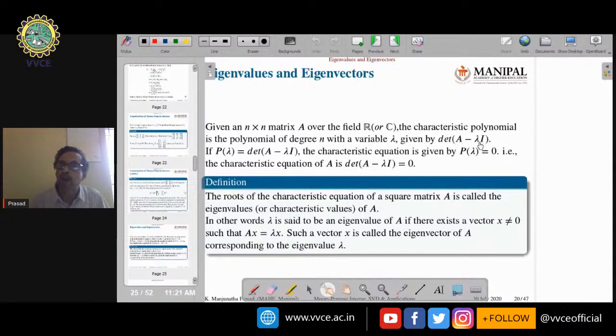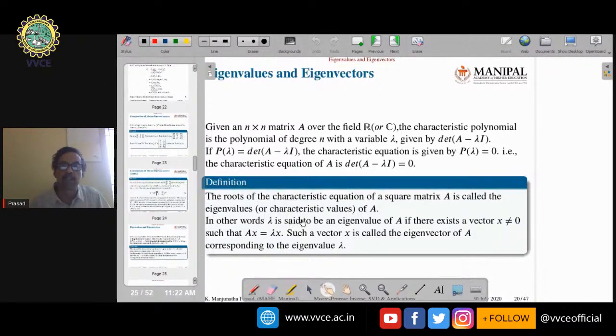Equivalently, you have this lambda so that A minus lambda I is singular. That means not non-singular. That means not invertible. In other words, A minus lambda I has non-zero null space. So you find such lambda. That lambda happens to be the eigenvalue. The roots of characteristic equation. When you equate that one to 0, you call it characteristic equation. The roots of the characteristic equation of a square matrix A are called eigenvalues, or we call them characteristic values of A.